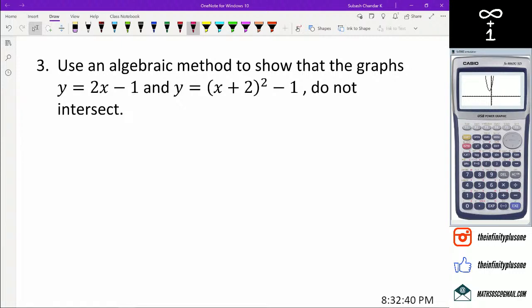Anyway, going to question number 3, my suggestion for you guys to try and do this question is put both of the equations equal to each other, expand, rearrange, and then figure out what the discriminant is. So have a go. I'm going to give you guys about 2 minutes for this because I just need a bit of a water break. So yeah, time right now is 8:33. We'll go through this at 8:35.